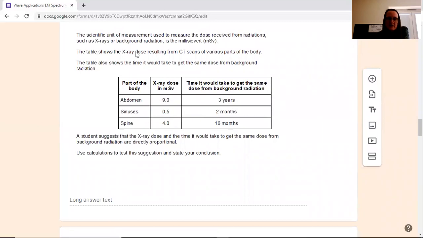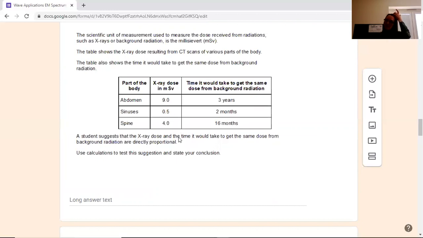Here, you needed to look at the data, and you were asked, a student suggests that the X-ray dose and the time it would take to get the same dose from background radiation are directly proportional. Use calculations to test this suggestion and state your conclusion. So some people struggled with this one. So we're looking at X-ray dose and the time that it would take to get the same dose from background. So we've got 9 millisieverts, and they say it would take 3 years. 0.5, 2 months, 4, 16 months.